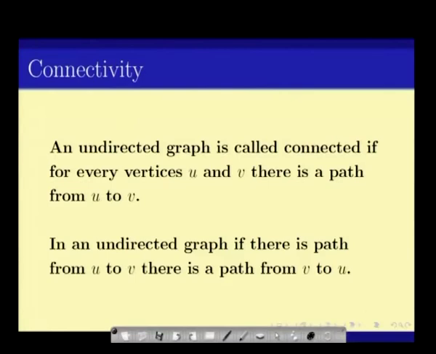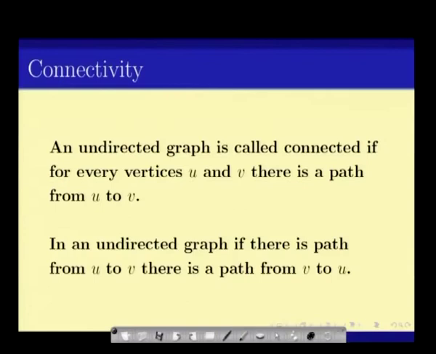And in an undirected graph, note that if there exists a path from U to V, then there is a path from V to U. An undirected graph is a path without any direction. It is not one way traffic at all. Of course, if I can walk from my house to your house, then you can walk from your house to my house. So, if there is a path from U to V, there is a path from V to U.